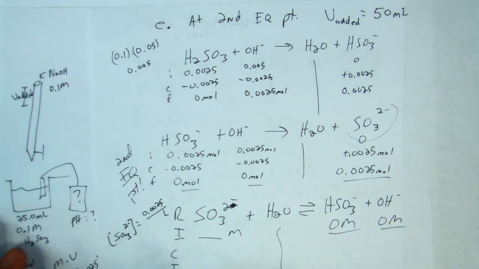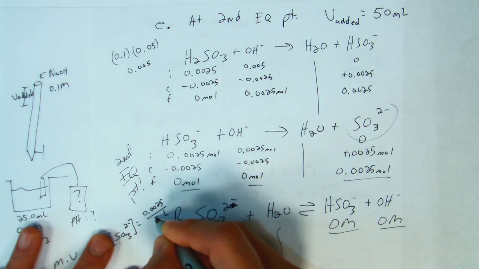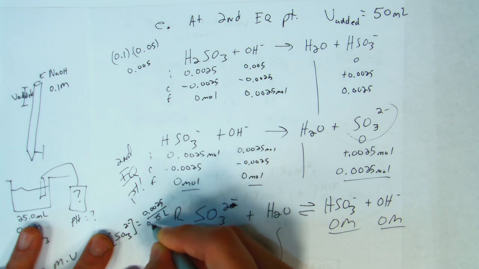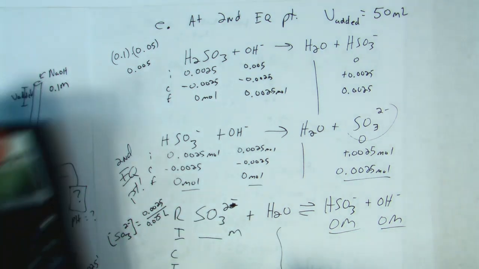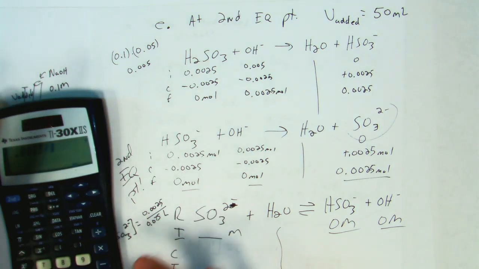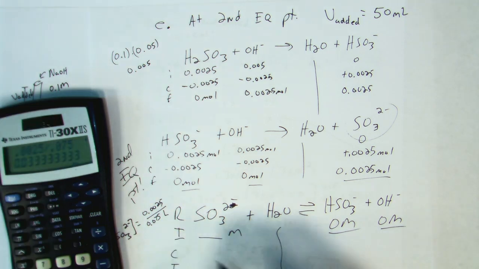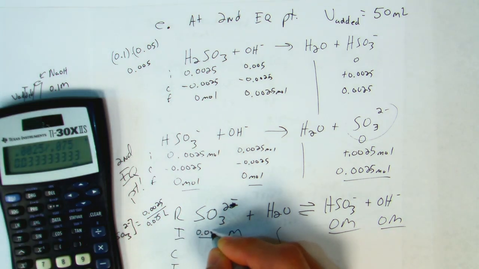Let's take a look. So I started with 25 mL on my sample, and now I've added 50 mL. So it looks like I've got 75 milliliters total volume, 0.075 liters. So I need to do 0.0025 divided by 0.075, and that equals an initial concentration of 0.0333 repeating.